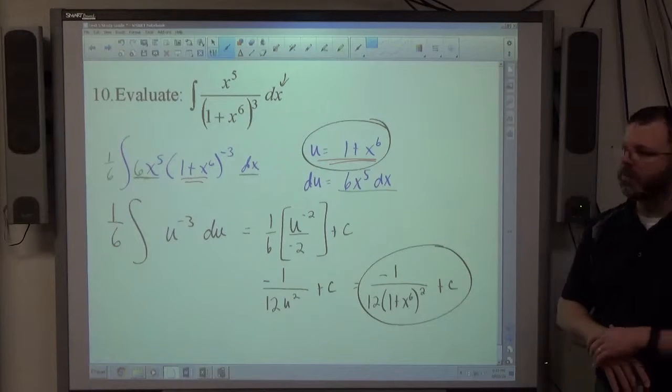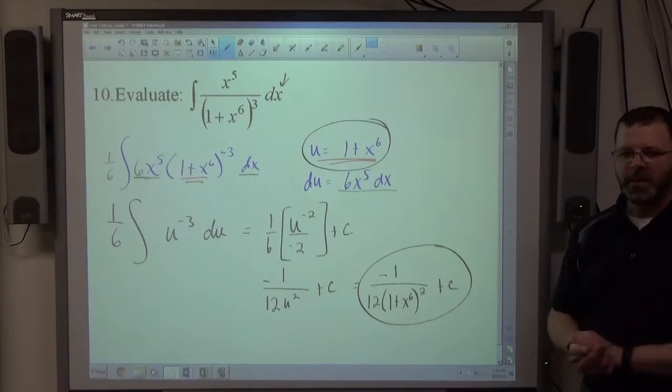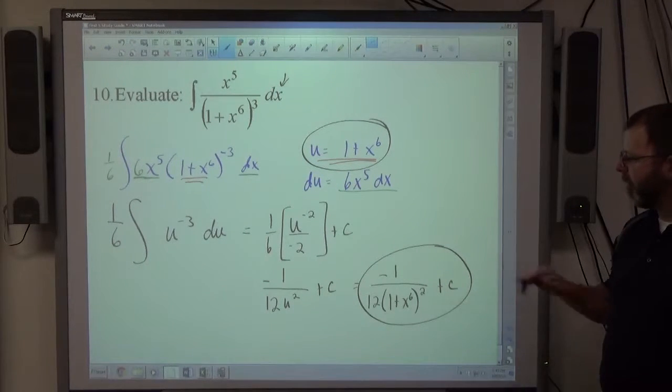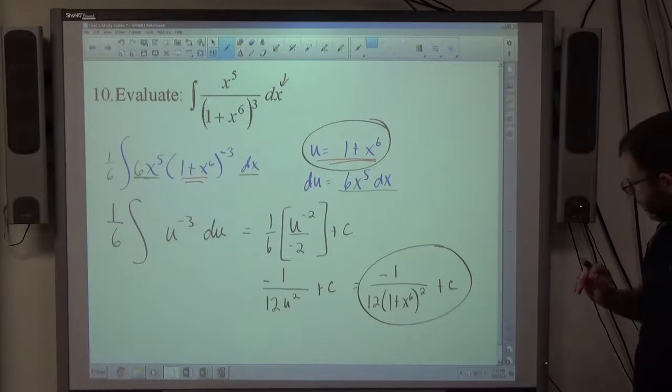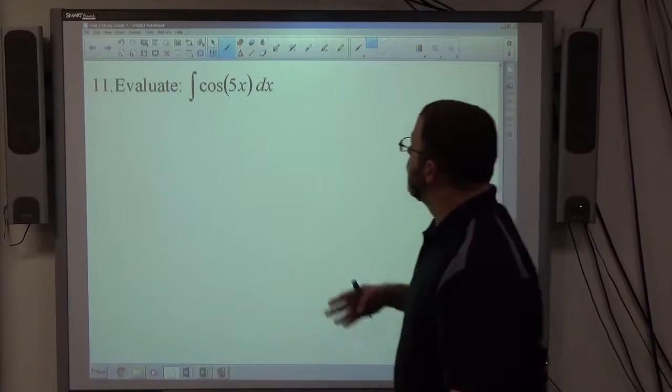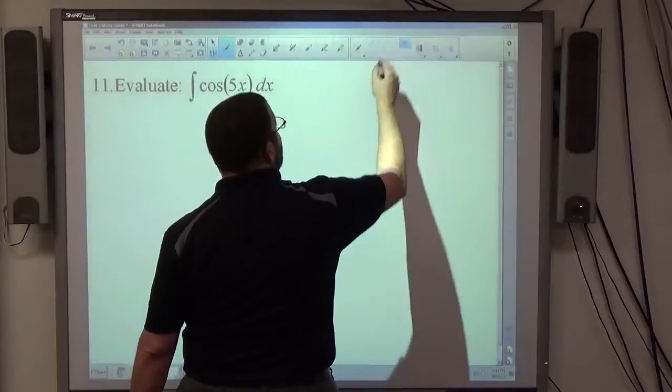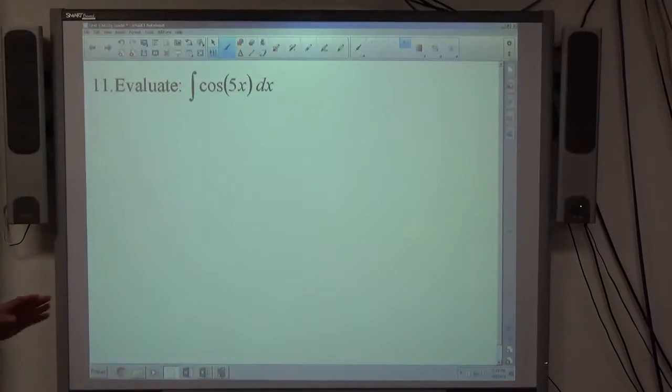It's a -1. Each problem is worth 8 points. It's 1 point you don't need to lose. So don't forget about your plus c's on your indefinite integrals. Number 11, once again, indefinite integral here, so another plus c, another chance to lose a point, so be careful.